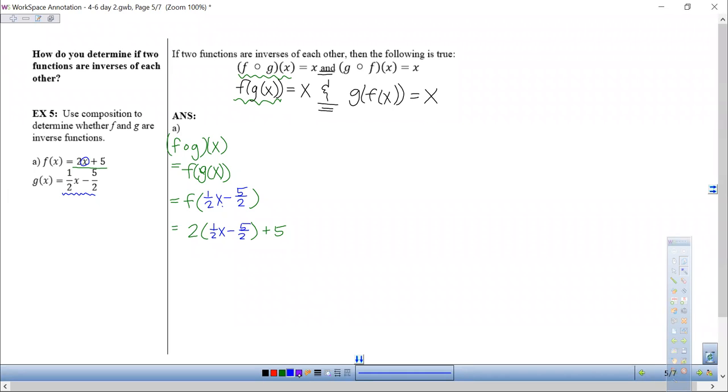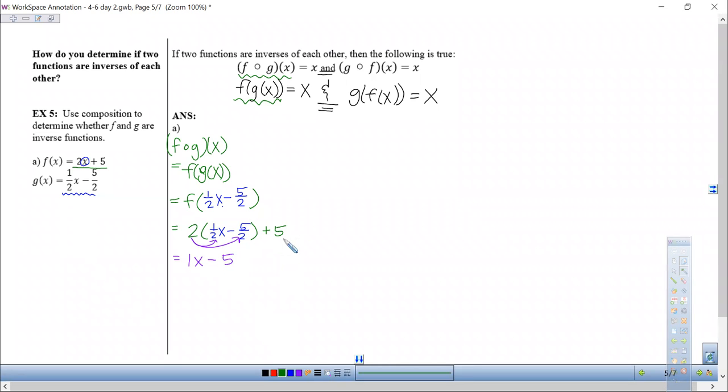Okay, so looking at this, I have 2 times an expression that has multiple terms. So that means that I need to distribute. 2 times 1/2 x is just going to be 1x, right? 2 times 1/2 is 1. 2 times negative 5/2 is just going to be negative 5. If I think about that, the 2's will cancel the same way that the 2 canceled in the half. Or I can think about it as 2 over 1. So negative 10 over 2 is negative 5.